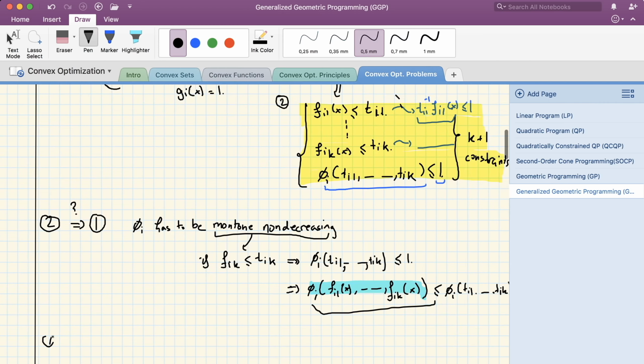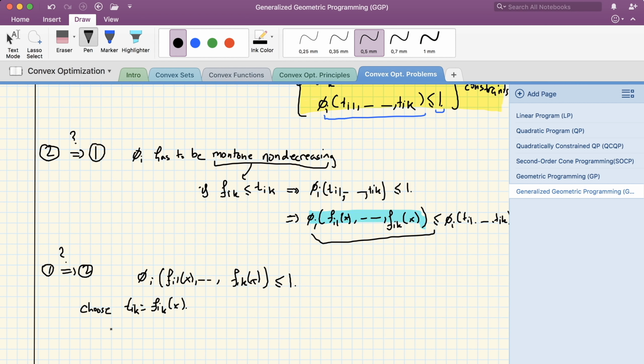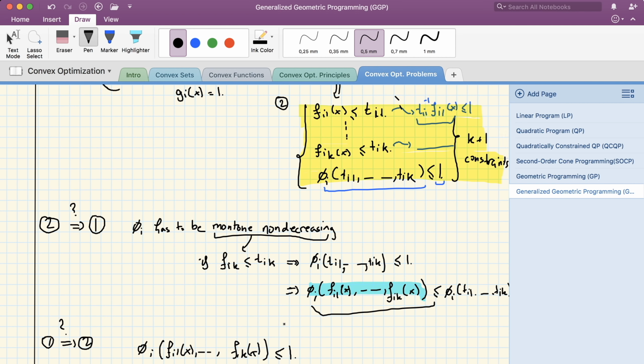Let's assume 1 is true. How do we prove 2? That is to say, my phi_i's of f_i1(x) down to f_ik(x) is less than 1, right? Now if I choose my t_ik's to be my f_ik's, we simply get phi_i(t_i1, ..., t_ik) less than 1, with t_i1 equal to f_i1 and t_ik equal to f_ik, right? Which implies that 2 is correct.